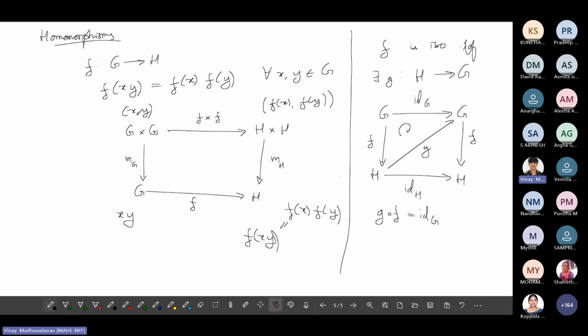Similarly, the lower triangle. If you go this way, you get f after g, and that must be equal to what? id_H, the identity mapping of H, the identity function, right? So this tells you what g is. For f, g is an inverse. Now the nice thing in groups, as I said, is that I don't have to say that g is a homomorphism. If f has an inverse, then it is a bijective map, and then the inverse will automatically satisfy the property of a homomorphism. But in other structures, in general, it is not true.